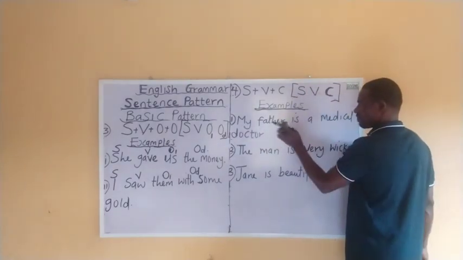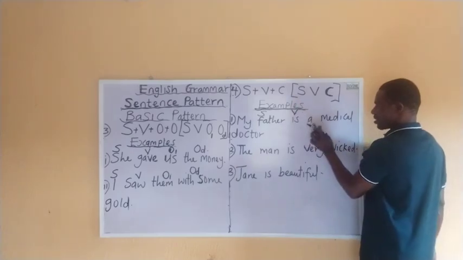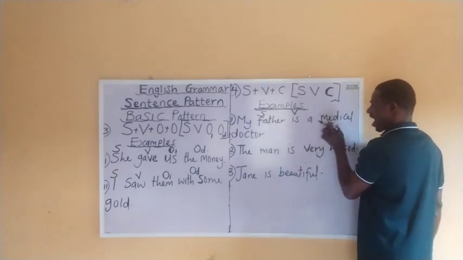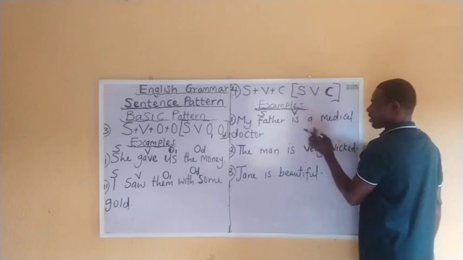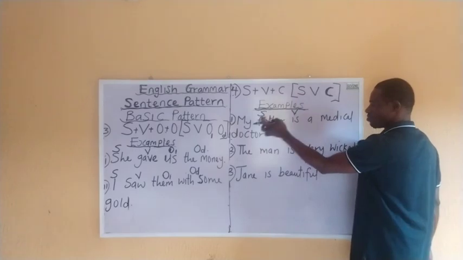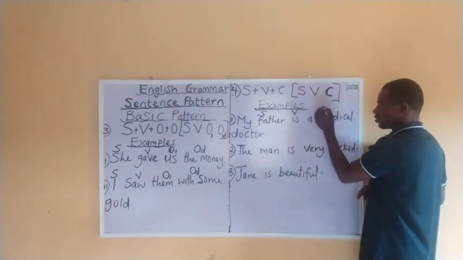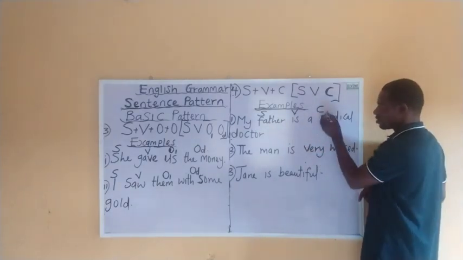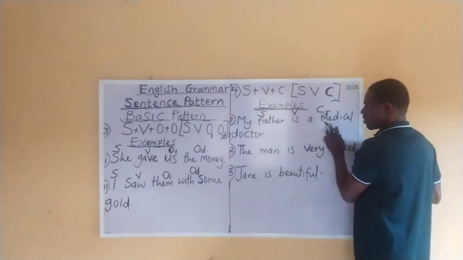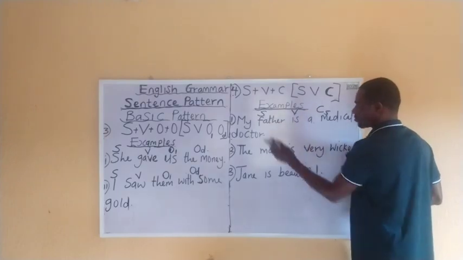Example: my father is a medical doctor. My father is the subject, is the verb, a medical doctor is a noun phrase that acts as complement. The question here is, who is my father? A medical doctor. Who is a medical doctor? My father. Hence, the relationship that exists between my father and a medical doctor. So this is a complement. But what kind of complement? Subject complement. Why? A medical doctor refers back to my father in this sentence.